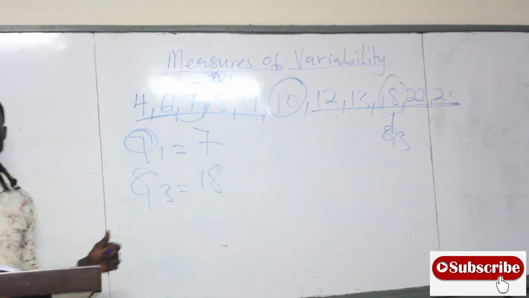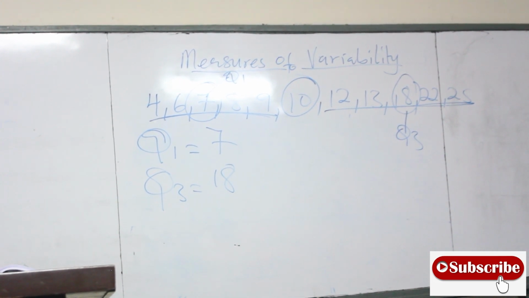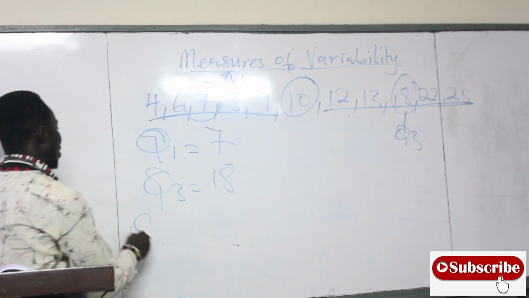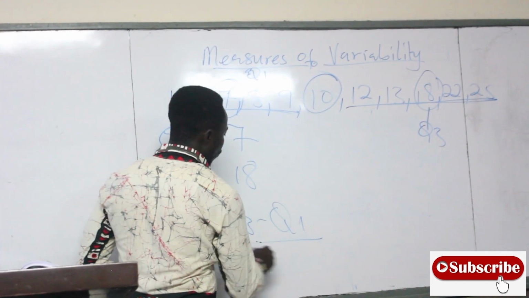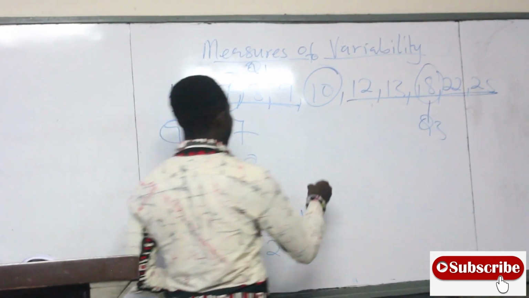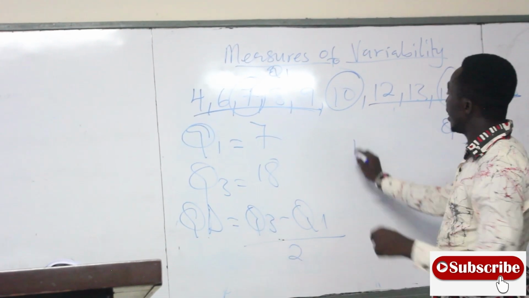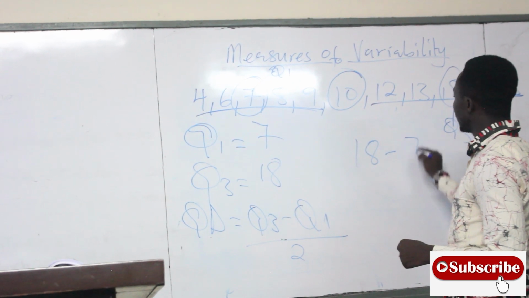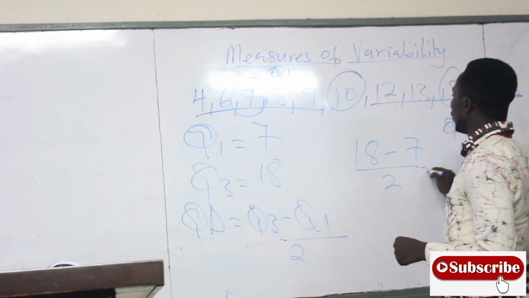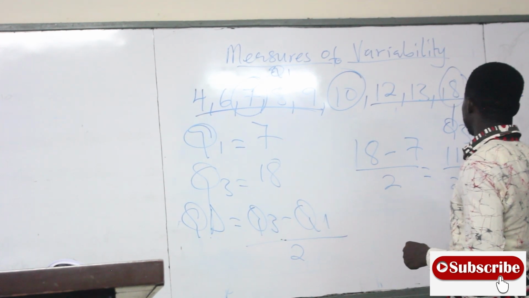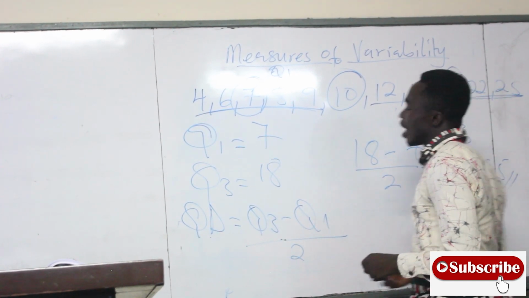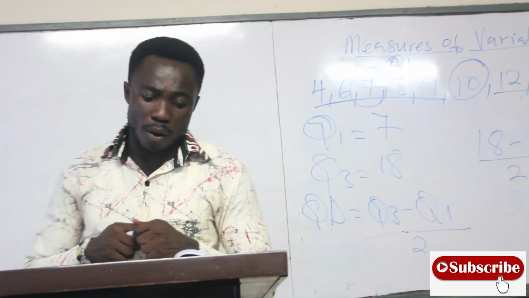80. Then to get the semi-interquartile range, which is the same as the quartile deviation, we can say that Q3 minus Q1 all over 2. So we can end up saying that 80 minus 7 over 2, which is giving us 11 over 2, which is giving us 5.5. So 5.5 is our quartile deviation. I hope we are good.